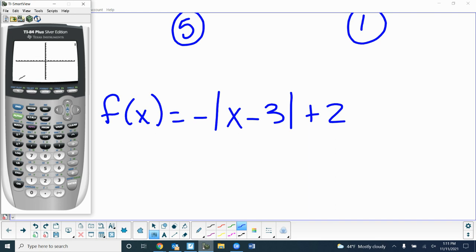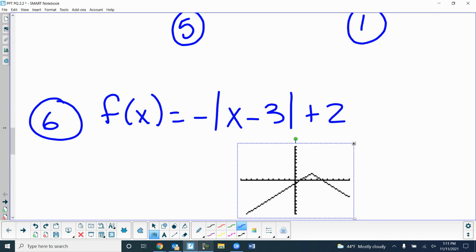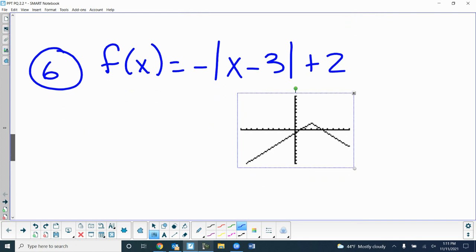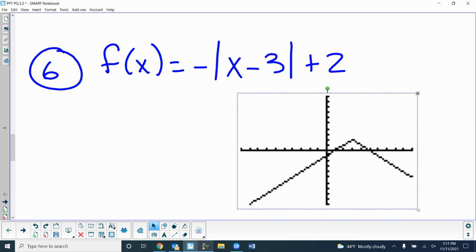So here's my graph. Okay? So you should sketch that. Upside down V. Why is it upside down? That negative out front. Just like a parabola, if there was a negative in front of my x squared, it would be upside down, right?